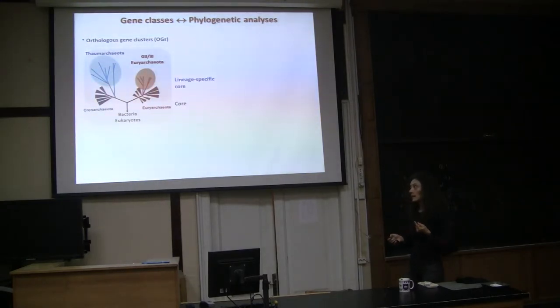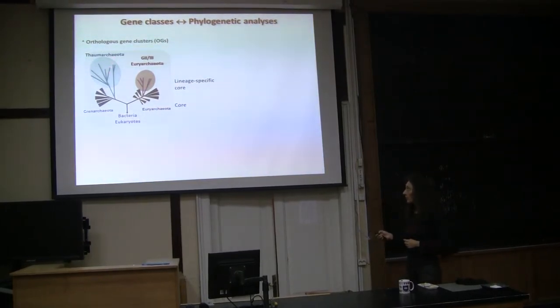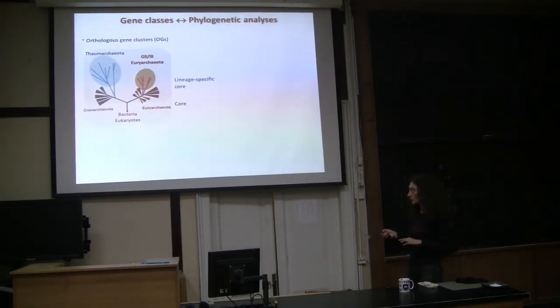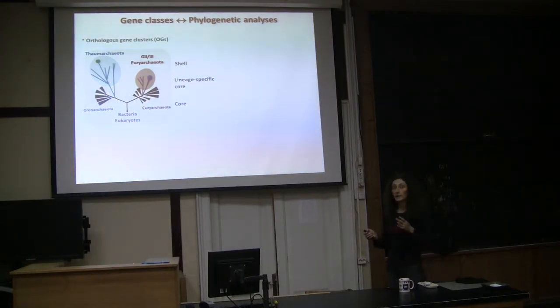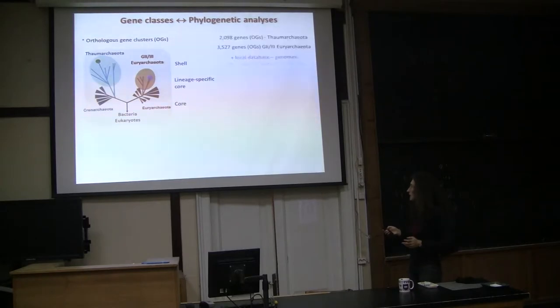We defined lineage-specific core genes as those genes that were shared by all the Thaumarchaeota to the exclusion of the rest of Archaea, or by all the Euryarchaeota to the exclusion of the rest of Archaea. And finally, we defined shell genes as genes that were only shared by a few lineages, one or two, or just one, or fosmids in our case.